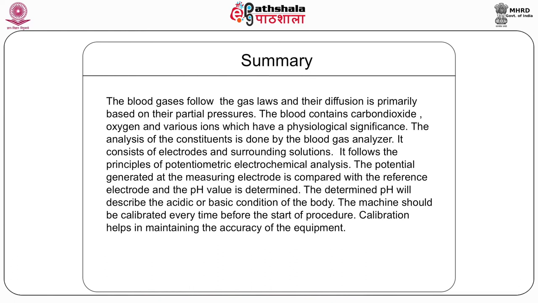The determined pH value will describe the acidic or basic condition of the body, and the machine should be calibrated every time before the start of the procedure. We must also understand that calibration helps in maintaining the accuracy of the equipment. So, in the next quadrant, that is quadrant number 3, self-assessment is there, which consists of a lot of questions, like the loss of electrons is called oxidation, and reduction, and other options are present. And then in the last quadrant, we will be seeing the references.